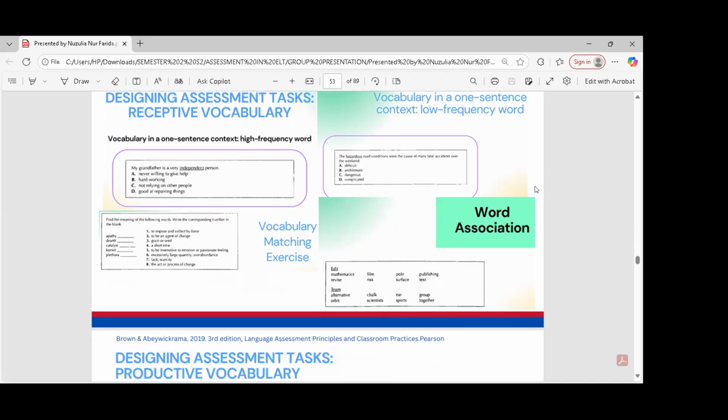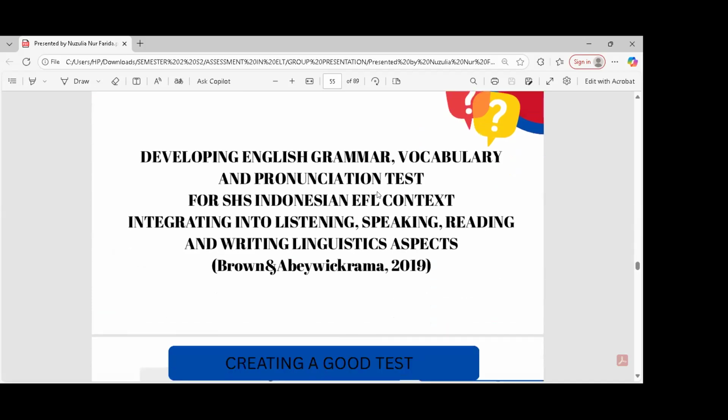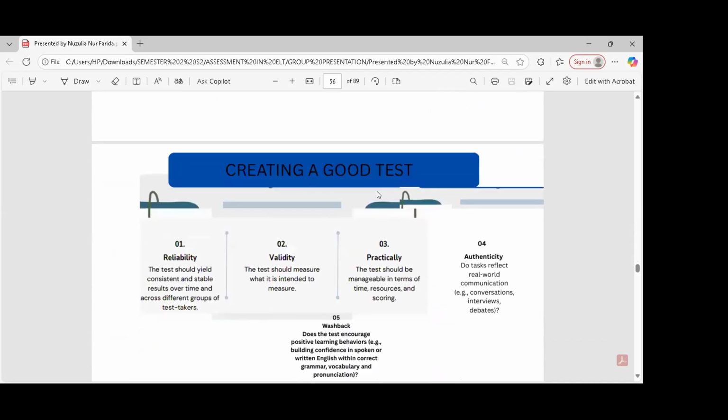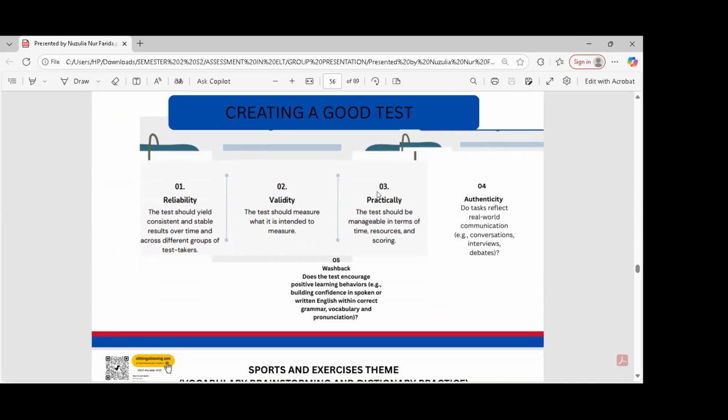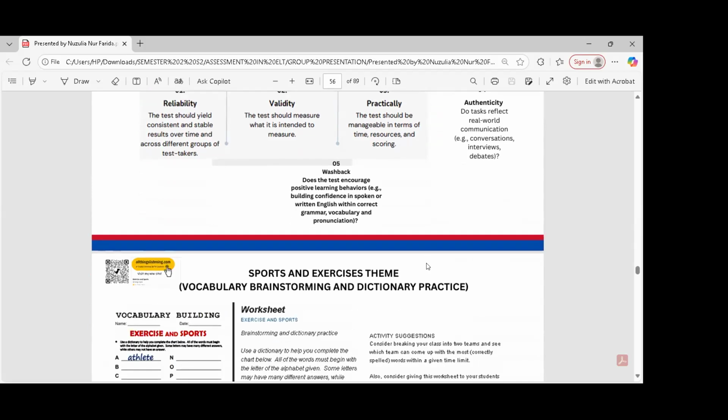Yeah, the first type is the vocabulary matching exercise. The second is fill in the blank and selective deletion cloze. And for creating a good test, we have to remember these five principles: before we design the assessment, we have to make sure of the concepts of validity, reliability, practicality, authenticity, as well as washback effects.